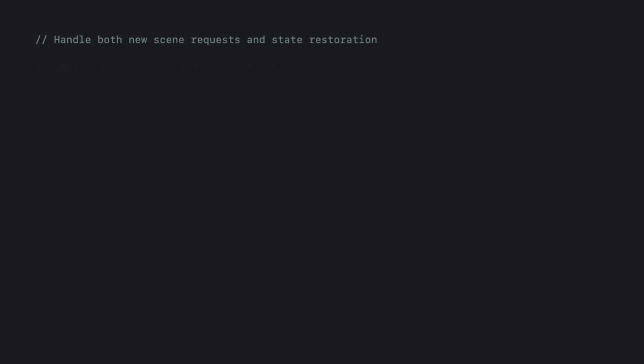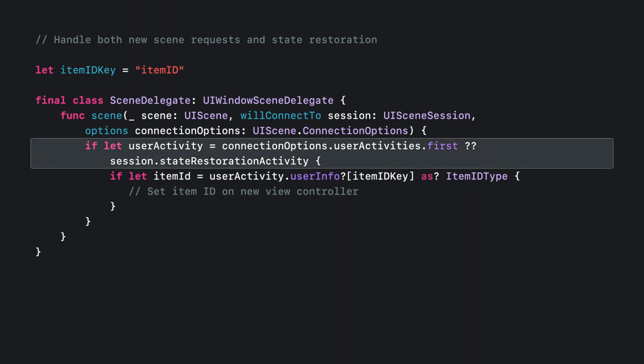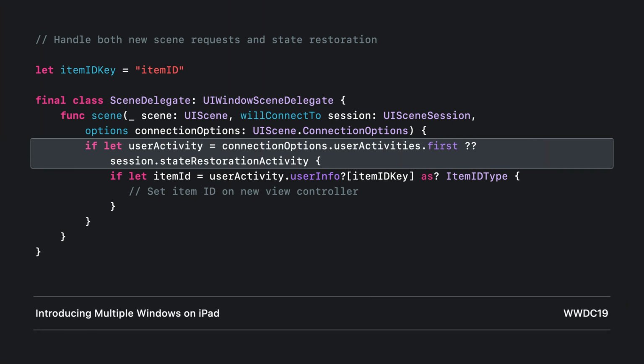There is one thing you need to add to your scene delegate so your app can handle both new scene requests and state restoration with the same code. And that is to modify your scene will connect to session function in your scene delegate so that it falls back to the state restoration activity if the activity in the scene connection options is nil. Now your app is ready to handle new scene requests and state restoration. For more information on state restoration, check out the Introducing Multiple Windows on iPad video.